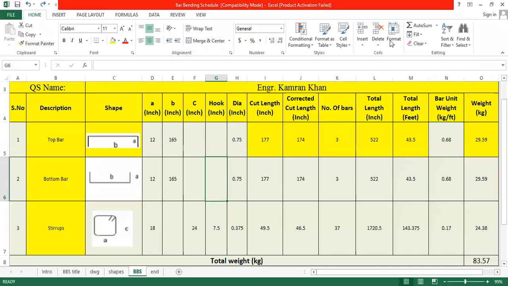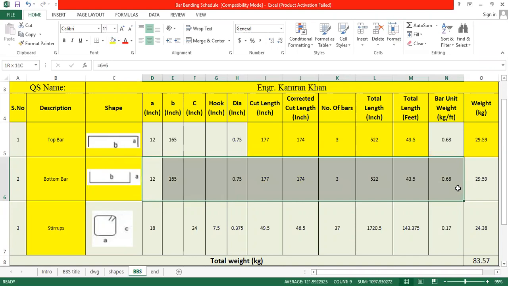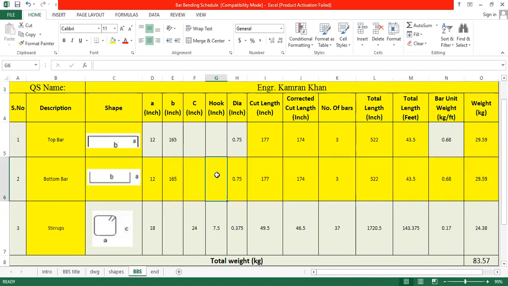So guys, let us discuss the bottom bars. As you can see, the dimensions of the top bars and the bottom bars are the same, only the shape is inverted. So the procedure that I have discussed with you for the top bars, you can replicate for the bottom bars, and you will get the same quantity of steel as 29.59 kg.